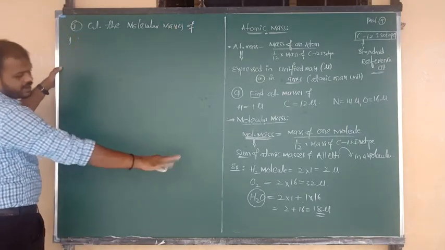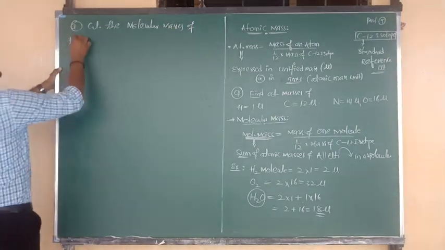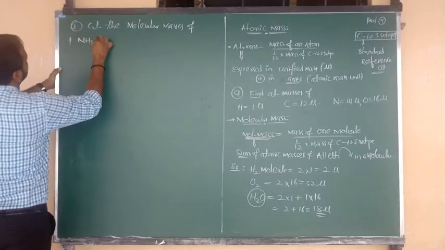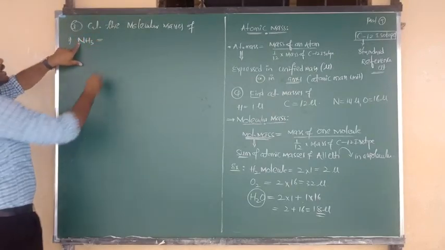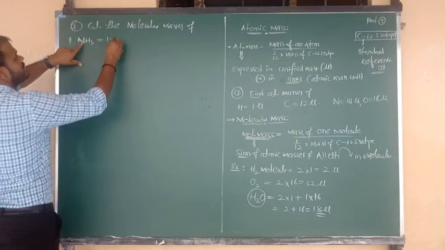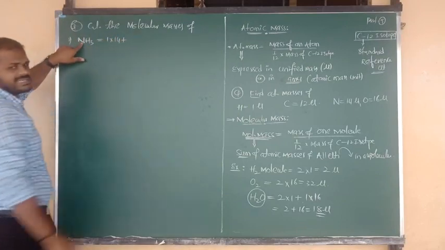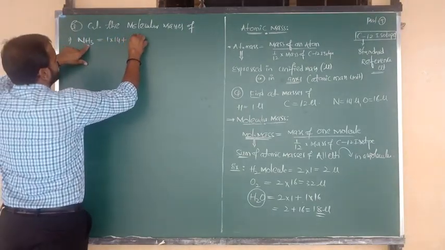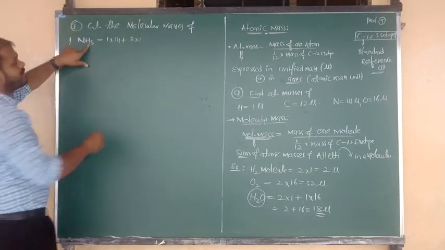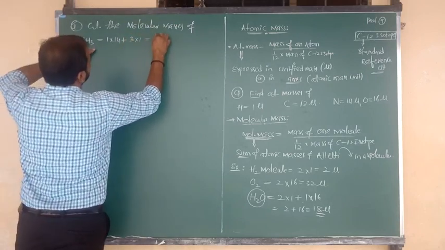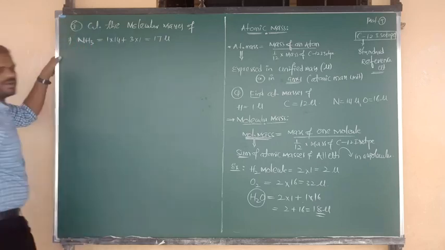First of all, the water molecule I have given to you, that is very important. The next one is ammonia. The number of nitrogens is 1, into atomic mass of nitrogen, 14. The number of hydrogens is 3. Each hydrogen contains 1 unified mass. So 14 plus 3, totally equal to 17 unified mass.